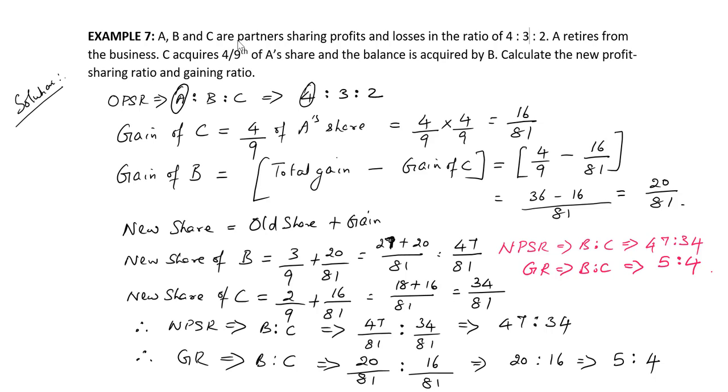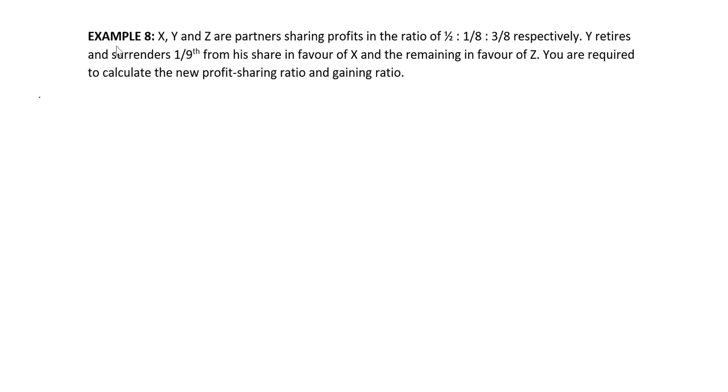Let's go to the 8th example sum. Example 8. X, Y and Z are partners sharing profits in the ratio of 1 by 2 is to 1 by 8 is to 3 by 8 respectively. Y retires and surrenders 1 by 9th from his share in favor of X and the remaining in favor of Z. You are required to calculate the new profit sharing ratio and the gaining ratio.